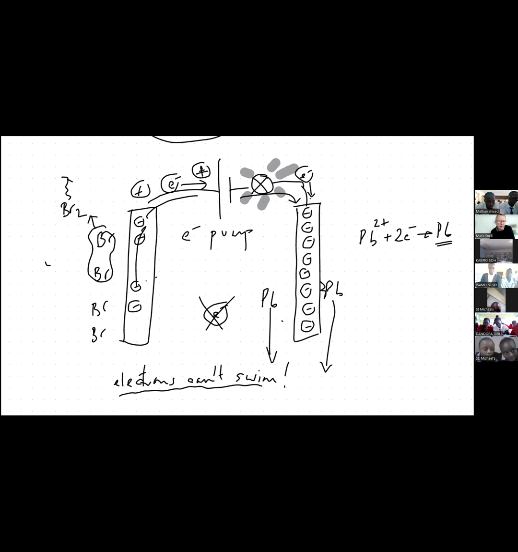Thank you. So the bromines disappear outwards and the lead drops off the bottom.